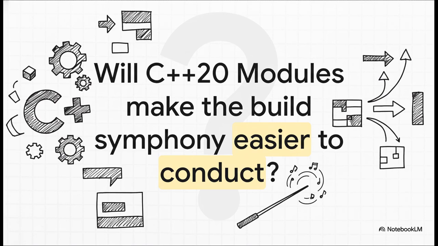So yeah, the orchestration of a C++ build is undeniably complex. There's no doubt about it. But it's also a symphony that is constantly evolving, always getting smarter and faster. The arrival of C++20 modules isn't just a new instrument, it feels like a whole new composition. And that leaves us with a final, very hopeful question. Will this finally make the C++ symphony easier for everyone to conduct?